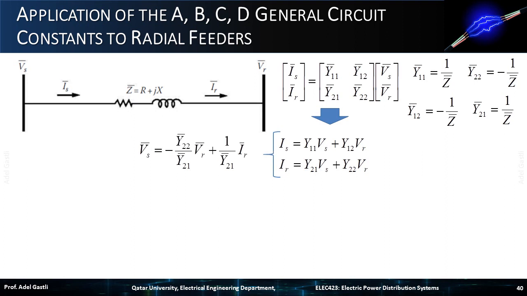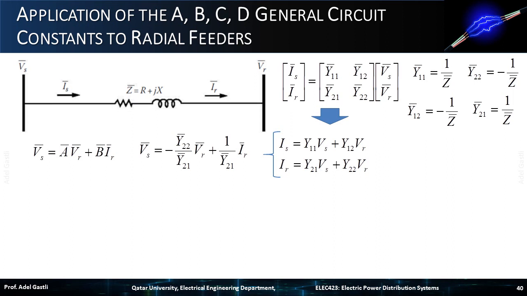From these two equations, we can deduce the expression of Vs as a function of Vr and Ir as shown here. Now, using the ABCD constants, we can also write Vs equals A VR plus B IR. Then, combining these two equations of Vs, we can deduce the A and B constants as a function of circuit impedance, as follows.